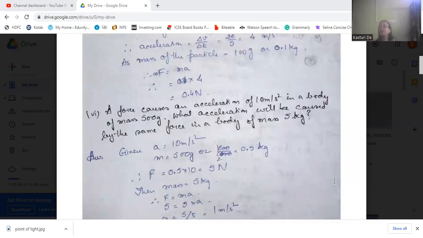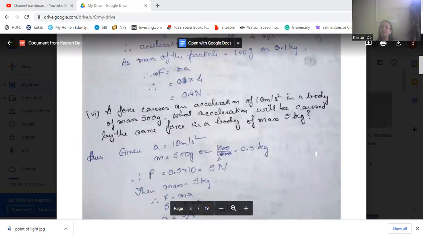In the first case, acceleration is given, it is 10 meter per second square. And mass is given as 500 grams, or you can convert it into kgs, that is 0.5 kgs. So force is 0.5 into 10, that is mass into acceleration, that is 5 Newton. Now, if the mass becomes 5 kg, then what happens? Force remains the same because the same force is applied on the body of 5 kgs. So force is 5 Newton and mass is 5 kg. So acceleration will be 1 meter per second square. The acceleration is reduced if the mass is increased to 5.